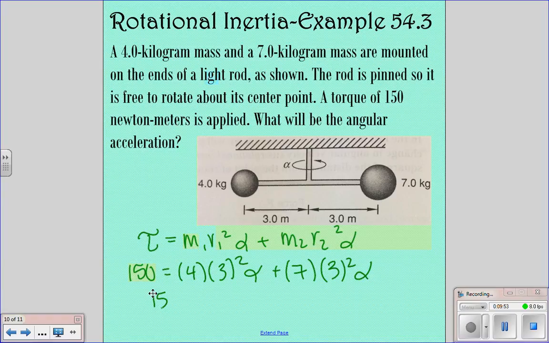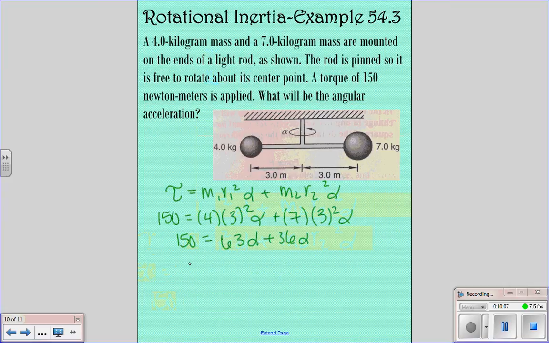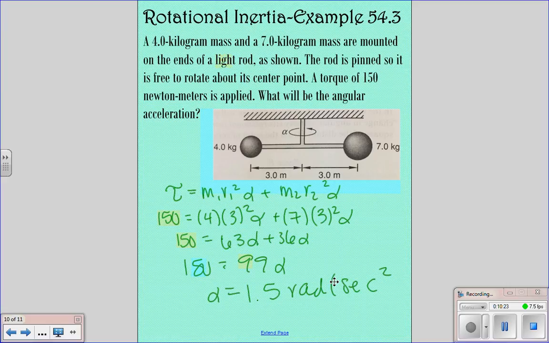So we have 150 equals 63 plus 36. Actually, I have those backwards, I believe. Yeah. And so if you add those together, you have 150 equals 99 times angular acceleration. If you divide, your angular acceleration is 1.5 radians per second squared. And so that's how you would do that one.